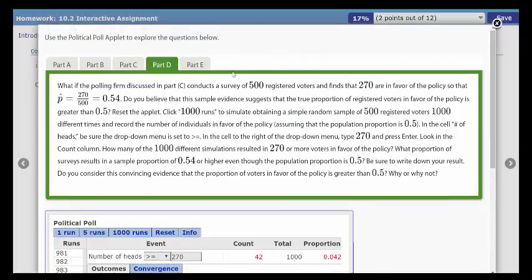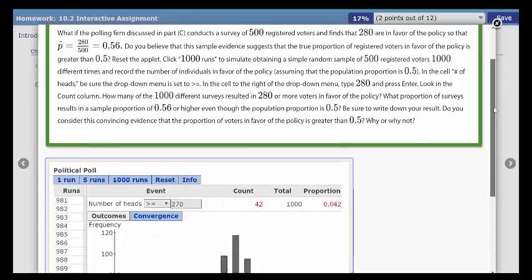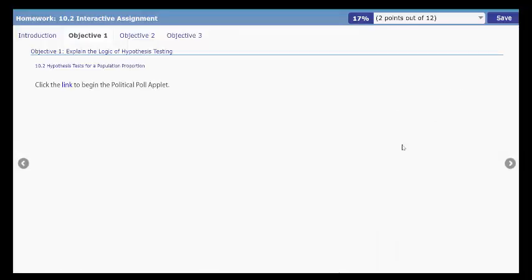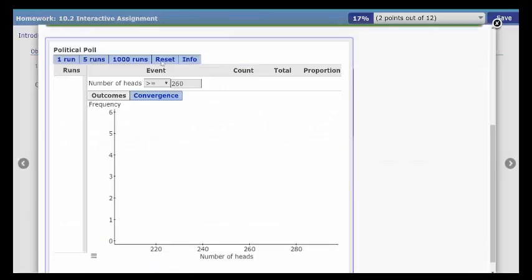Just keep observing. Part E. Now he says, let's say we want to see if more than 280 out of each 500 would say we are in favor of the policy. So I'm going to simulate that. Click on the applet again. Part E. Okay, so I'm going to reset, and then I'm going to change this to 280.